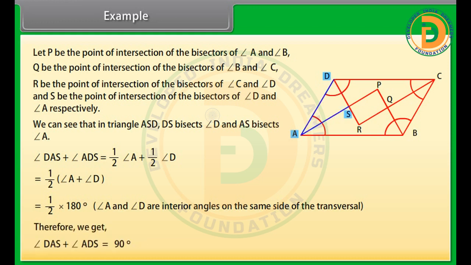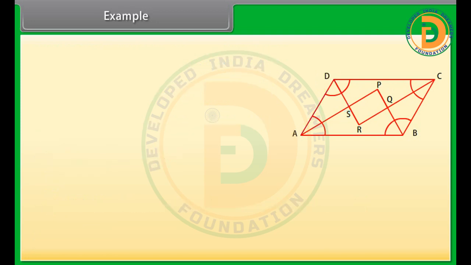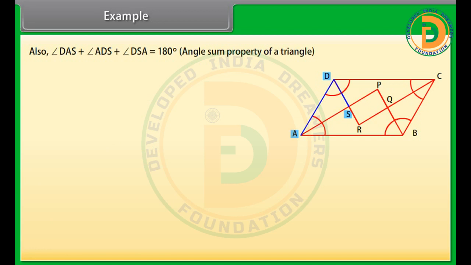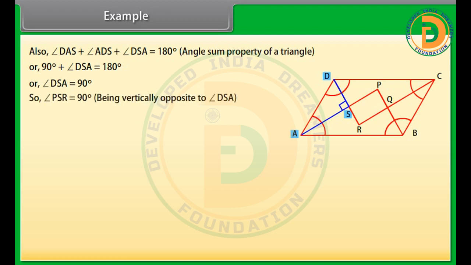Therefore, we get angle DAS plus ADS is equal to 90 degree. Also, angle DAS plus angle ADS plus angle DSA is equal to 180 degree, angle sum property of a triangle, or 90 degree plus angle DSA is equal to 180 degree, or angle DSA is equal to 90 degree. So, angle PSR is equal to 90 degree, being vertically opposite to angle DSA.